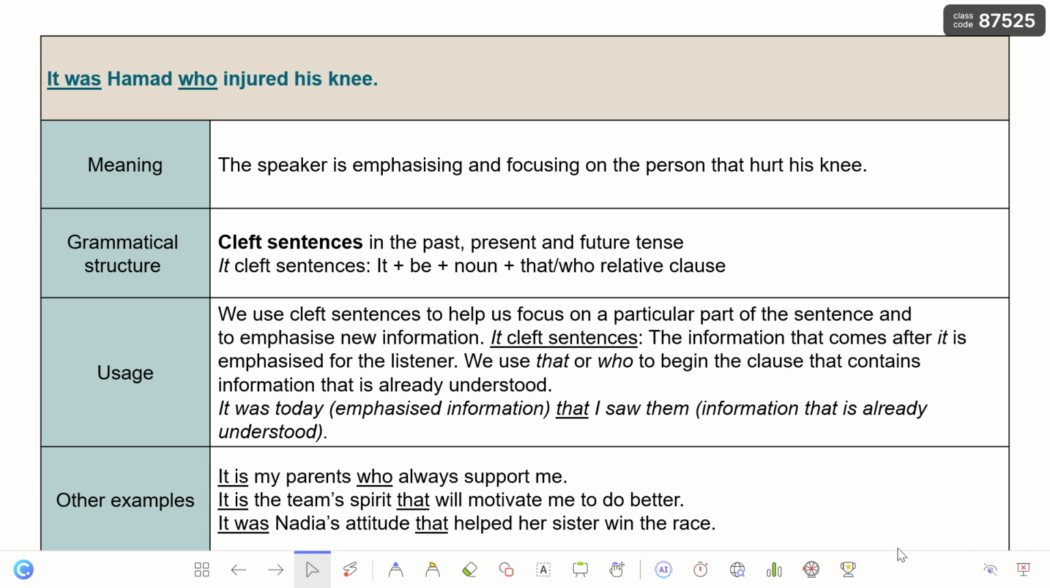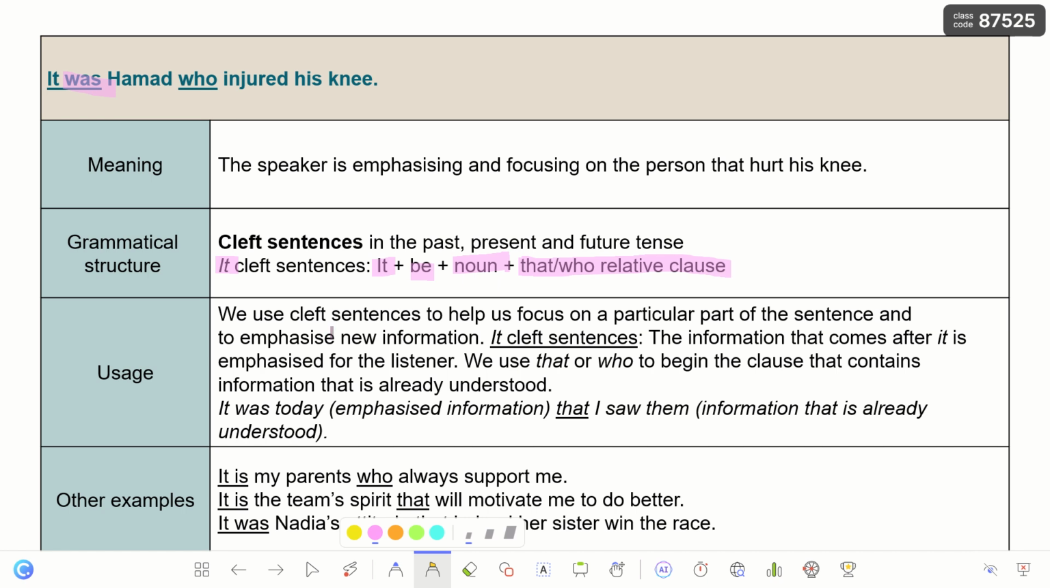It was Hamad who injured his knee. Here I have another type of cleft sentences that start with it. So the speaker is emphasizing and focusing on the person that hurt his knee. So in this case, I use it, then verb to be, was or were, depending on the sentence, if it's in a past or present. Then I have what, the noun or the subject, mainly that, who, and relative clause.